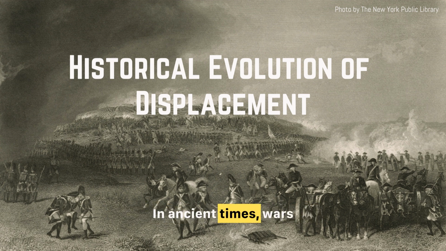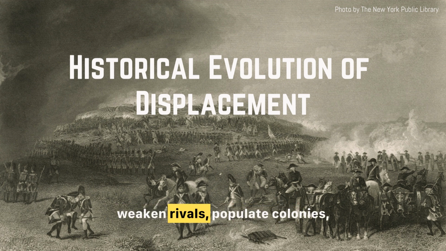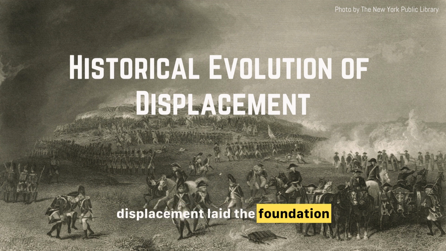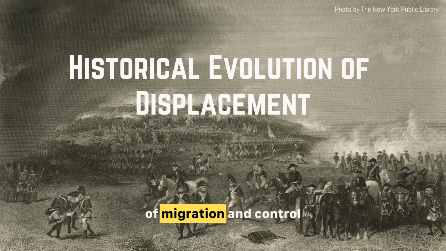In ancient times, wars and imperial conquests routinely displaced populations. The forced relocation of communities under empires like the Roman or Ottoman often served political or economic goals. People were moved to weaken rivals, populate colonies, or expand trade routes. These early forms of displacement laid the foundation for the political use of migration and control of populations.